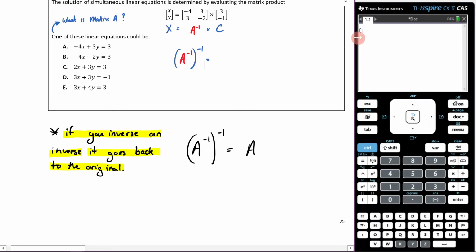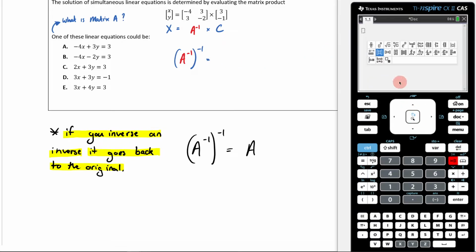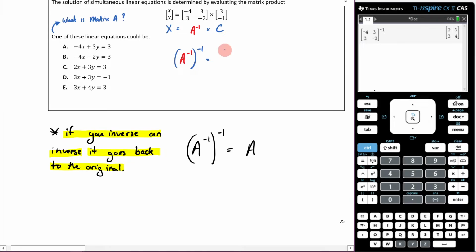So we can do this on our CAS. We can come over here. It's a 2 by 2. It's -4, 3, -2, 3. We're then going to take the inverse of that, so raise it to the -1, hit enter. It's going to be that. This is equal to A, which is equal to 2, 3, 3, 4.